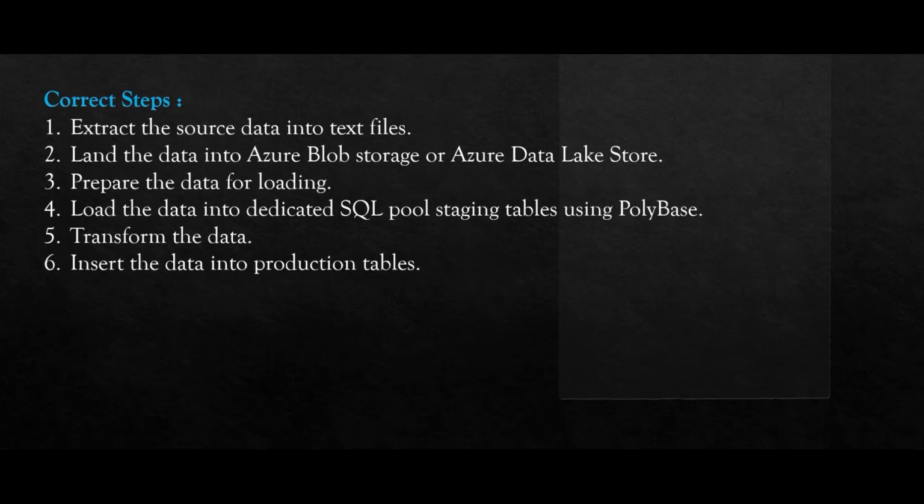So before we move forward, I want to highlight what are the correct steps here. You can extract the source data into text files. The second step is you land the data into Azure Blob Storage or Data Lake in this case. Prepare the data for loading, load the data in SQL pool staging tables using Polybase, transform the data, insert the data. So in here, there would be a CTAS command being fired. This process is explaining more about the ELT, extract, load, and transform process. But if we just stick ourselves to populating that table, then you have to do it through CTAS.